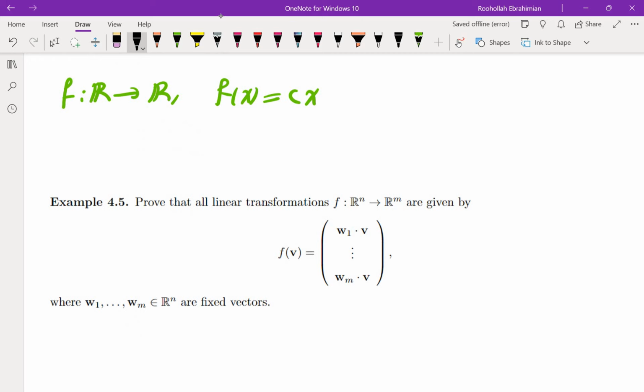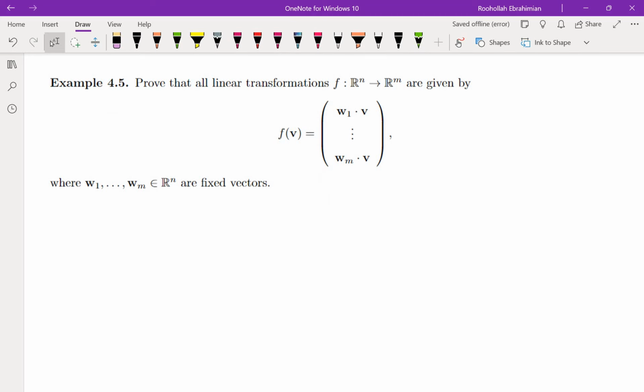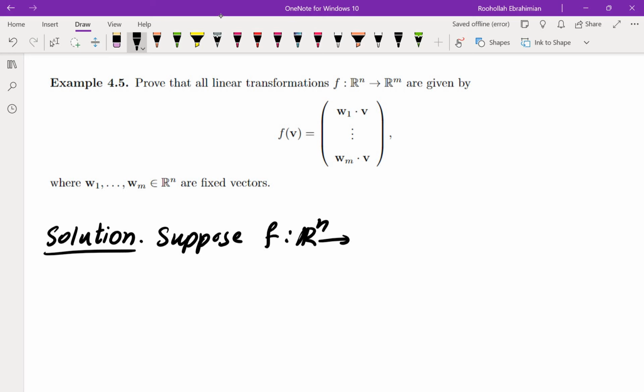So here is now what I proved. I proved that all linear transformations from Rn to Rm are given by this, where w1 through wm are vectors in Rn. I proved this one not quite in the general case. I proved it for n equals 3 and m equals 2. So the proof in general is actually quite similar. So we'll go over the proof of this one. So suppose f from Rn to Rm is linear.